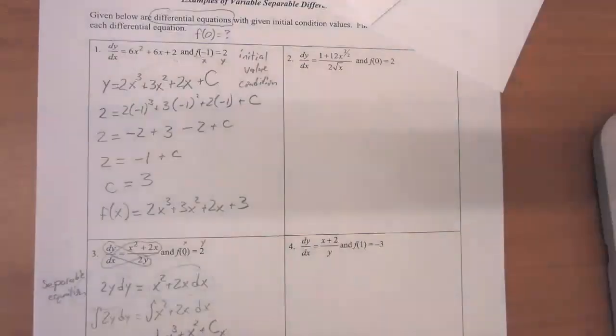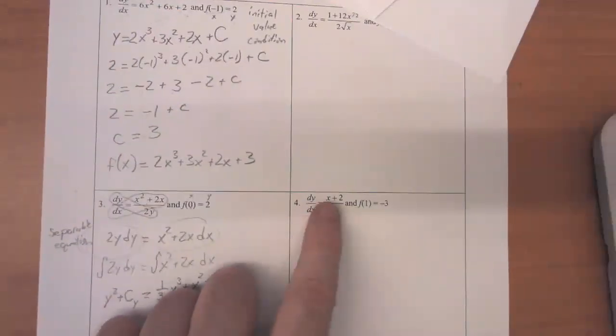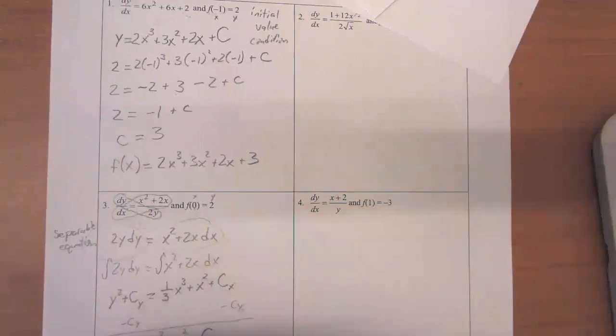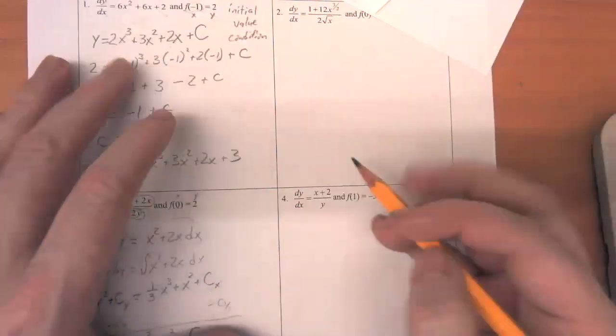Let's take a look at problem number 4 on page 605 in the notes and see another example of a separable differential equation. So now we have dy/dx is equal to (x + 2)/y, and we're given that f(1) is equal to -3. So let's see what we've got.